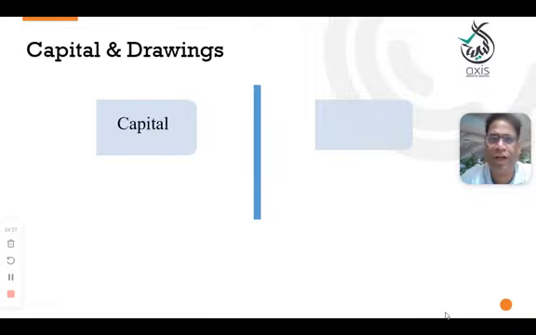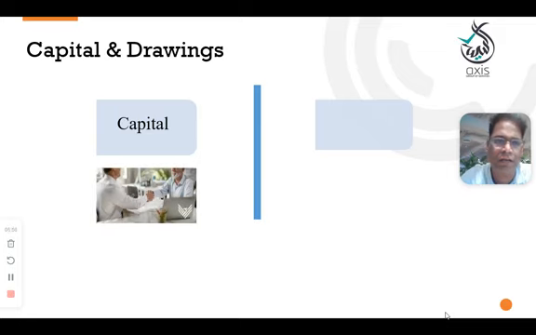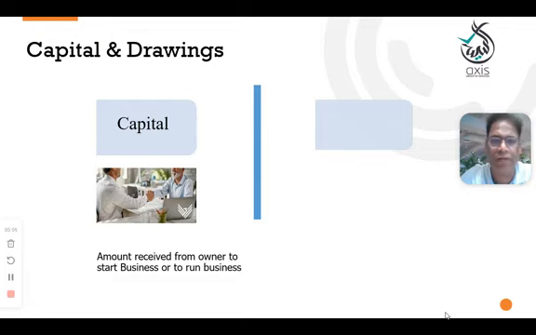What is the meaning of capital and the drawing? Capital means amount received from the owner to start a business or to run the business. If you receive money from the owner to start or to run the business, you need to call it capital. That is a liability. The owner is investing, right? We are receiving money as capital. That is our liability in our books of accounts in the business. That's why the business entity concept is saying owner is different and the business is different.